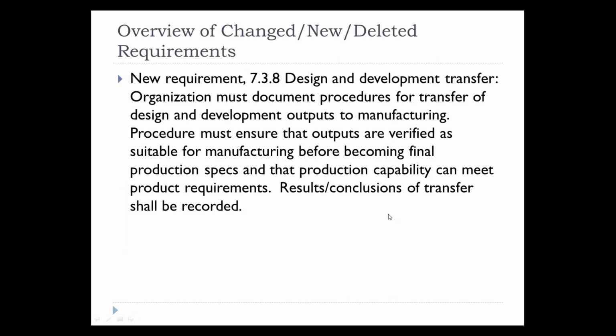New requirement for design or development transfer, and this is going to ensure the transition from the design engineering stage to the manufacturing stage. The organization has to document a procedure for transfer of the design and development outputs to manufacturing. The procedure has to cover that outputs are verified as suitable for manufacturing before final production specs, and that production capability can meet product requirements. Results and conclusions of transfer shall be recorded.